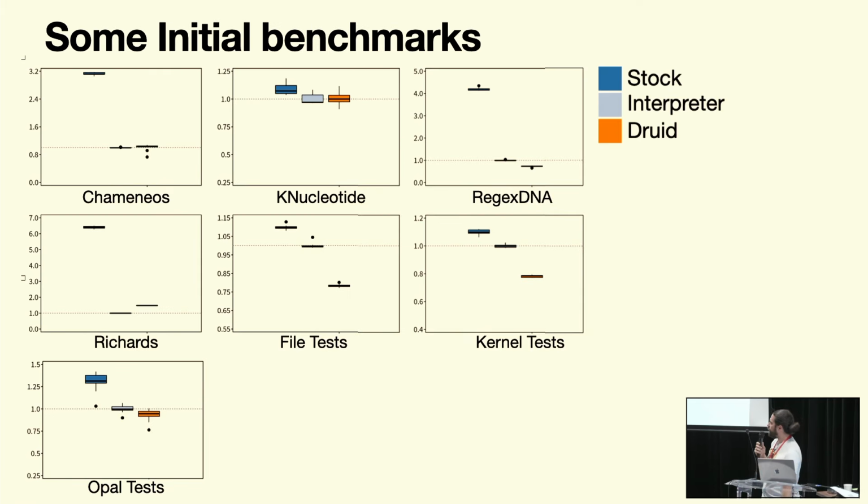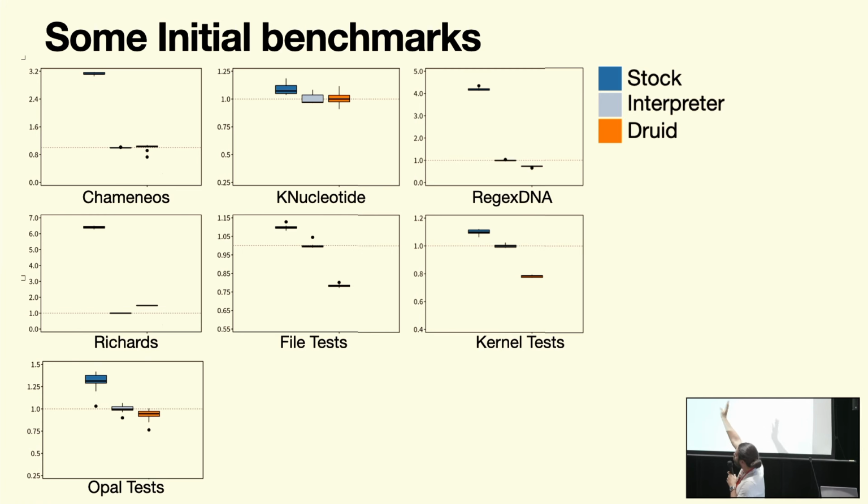So here what we see is we have some of the really well-known benchmarks like regex DNA, nucleotide, Chaminios, I don't know. And we also run tests as benchmarks to see, okay, maybe if the tests run faster, we are going to see that. And what we see here is 3 box plots per plot.